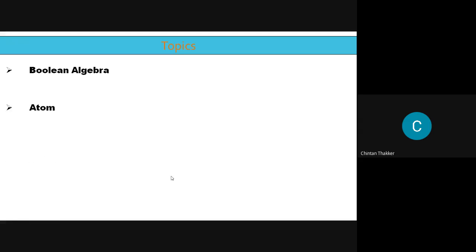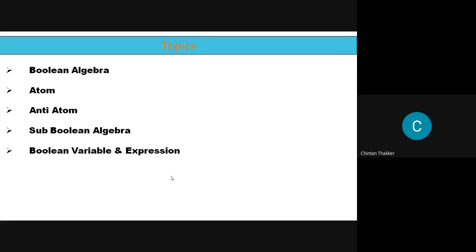Then next we have the atom and anti-atom. Atom and anti-atom are elements of the Boolean algebra. Using the atom and anti-atoms, we can find the sub-Boolean algebras. Also, you can get many properties. You can illustrate many properties using the atom and anti-atom. Then we have the sub-Boolean algebra.